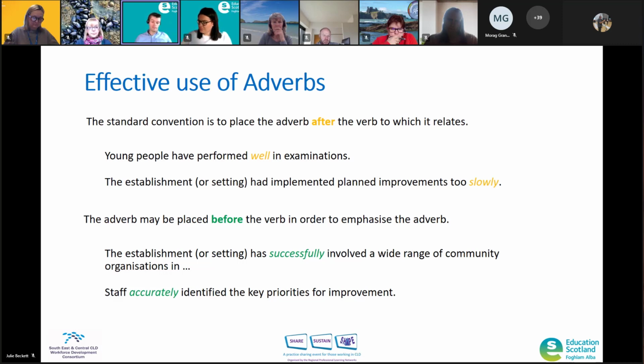So the establishment has successfully involved a wide range of community organisations, or staff accurately identified the key priorities for improvement. And again, you would obviously have to have the evidence to back up what's been said here. So how can you show that they successfully involved a wide range of community organisations? Well, the range of people that turned up for a consultation, the fact that people contribute to a plan, such as a local CLD plan or planning group, these would be evidence that would prove that. But the statement itself is the thing that's read that shows the real evaluative element and the impact of the work that's been done. Next slide.